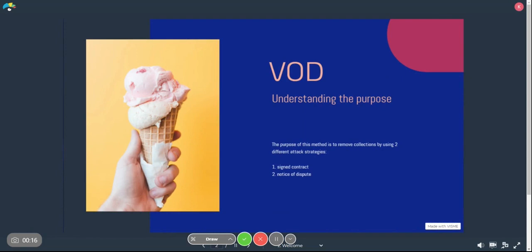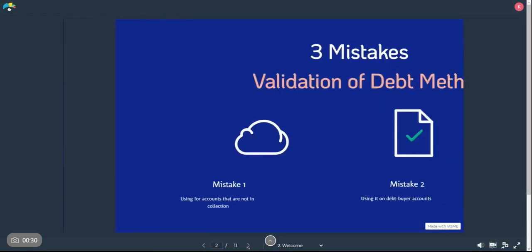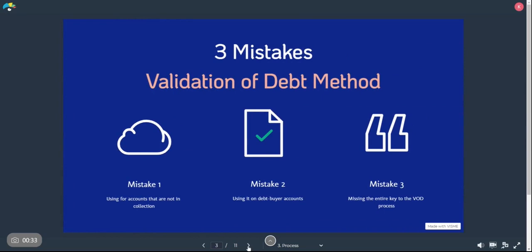So the purpose of the method is to remove collections by using 2 different attack strategies. Number 1, where's the signed contract? Where's the verifiable proof? And number 2, where's the notice of dispute, all right? So the 3 mistakes are, number 1, using accounts that are not in collection. Number 2, using it on debt buyer accounts or collections. And number 3, missing the entire key to the VOD process, which is obviously what we're going to go over.